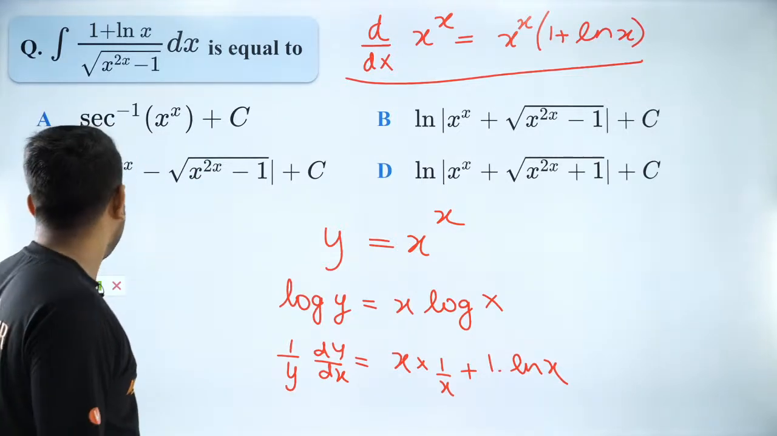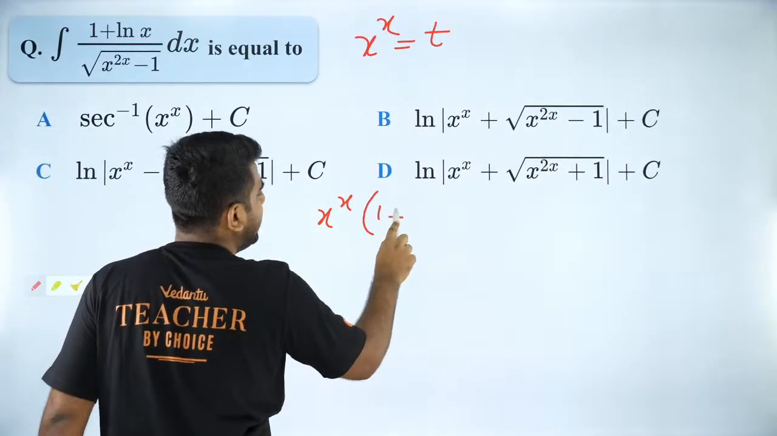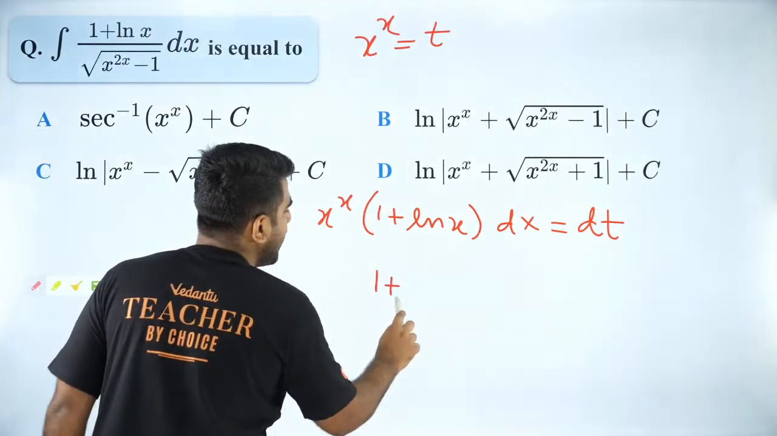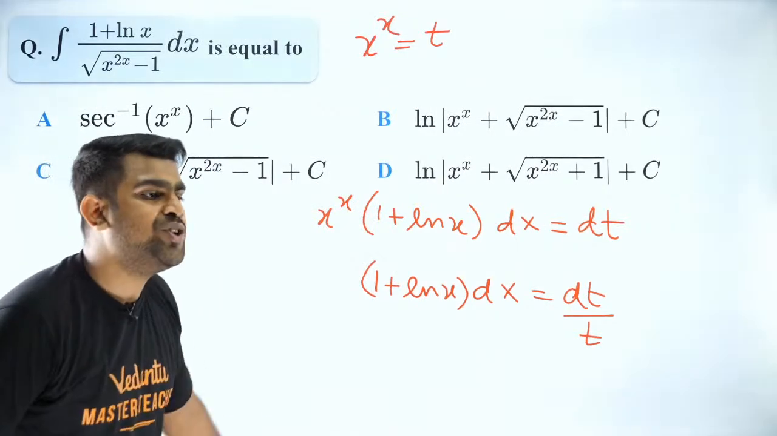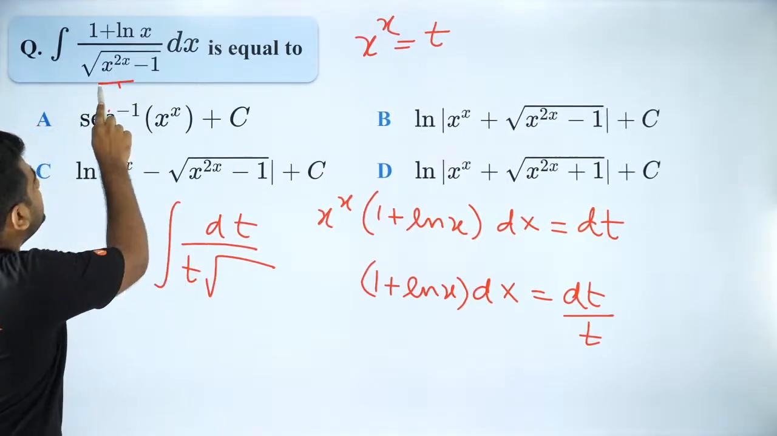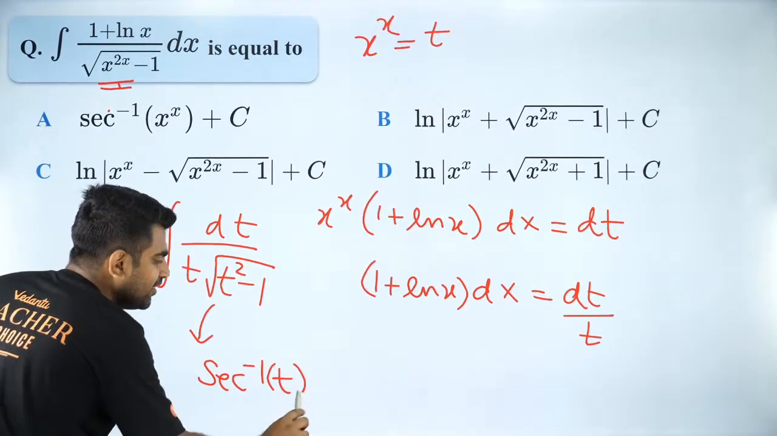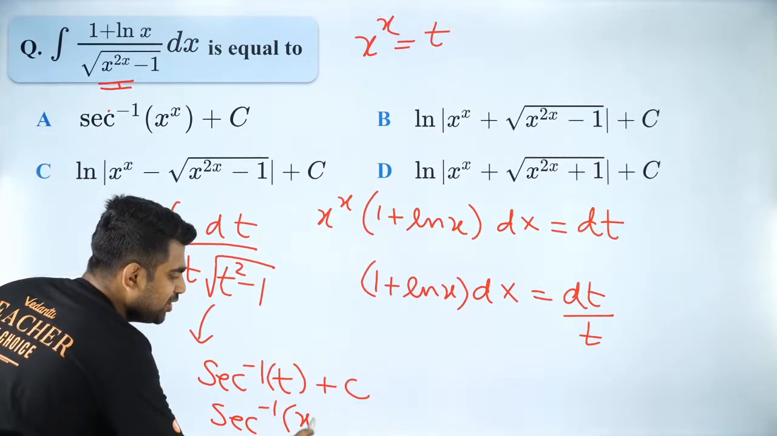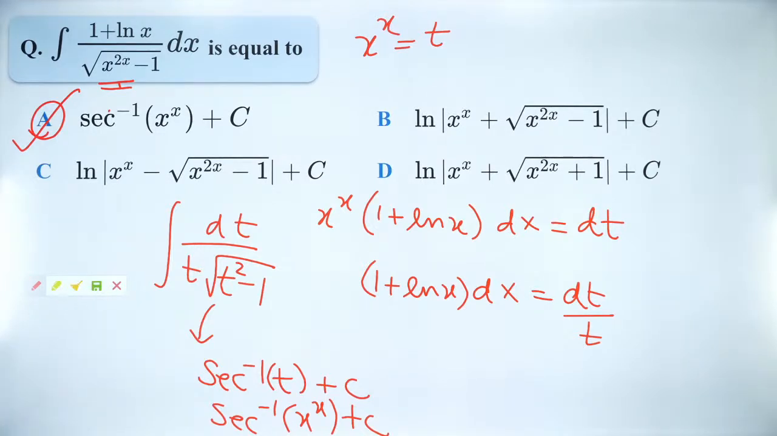So with that, let's come back to this question. I will take x to the power x as t. So can I say x to the power x into 1 plus ln of x into dx is equal to dt? Are you guys clear with that? So can I say 1 plus ln of x dx is actually equal to dt by x to the power x, which is nothing but t? Are you guys clear till here? So can I write the numerator as dt by t, and can I write the denominator as t square minus 1? What is this? This is nothing but secant inverse of t. So what is t? t is x to the power x. It's a very simple question. Did you all like it?